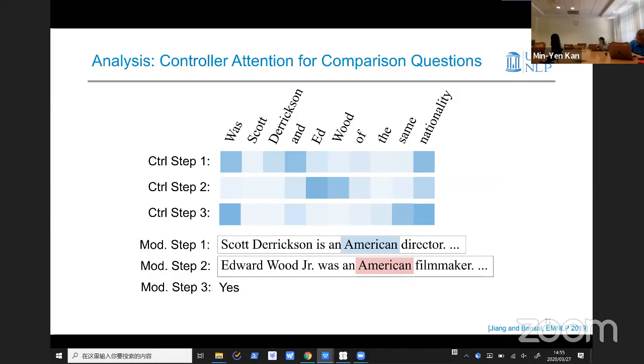Wait, so the first step is focusing on score and nationality. The second step is only focusing on the attribute, and also some parts on the nationality. Then what about the first one? But the first one is on the name, right? This is a little bit unclear. Maybe they can show a better example.